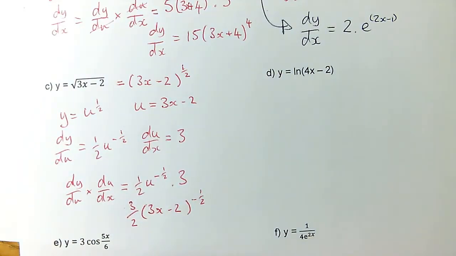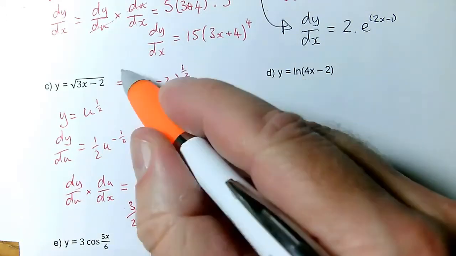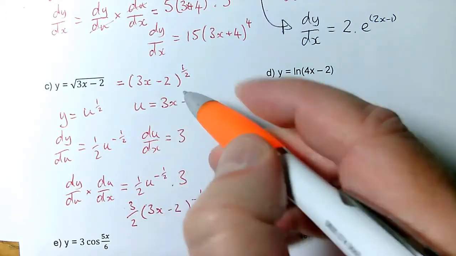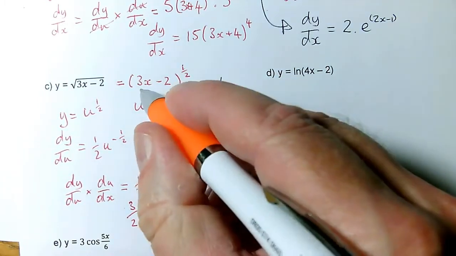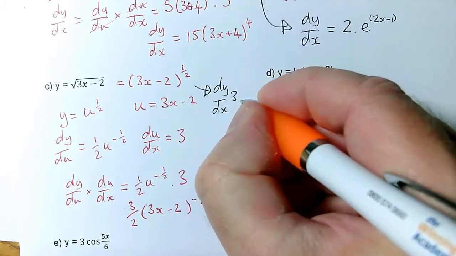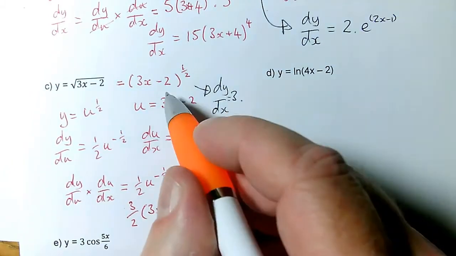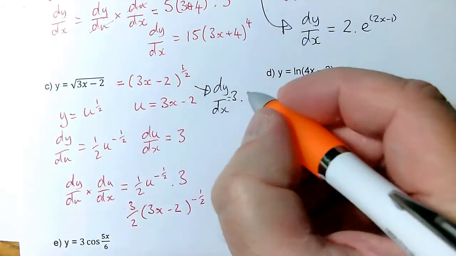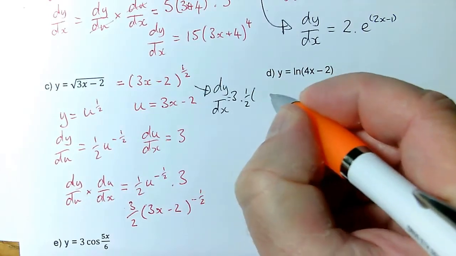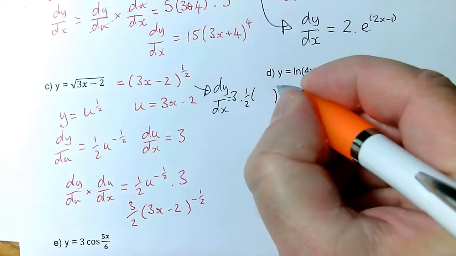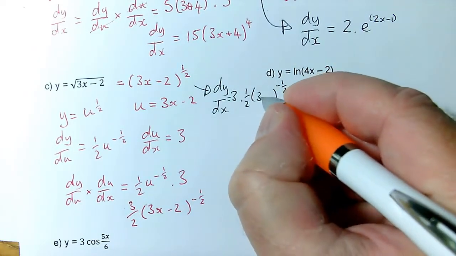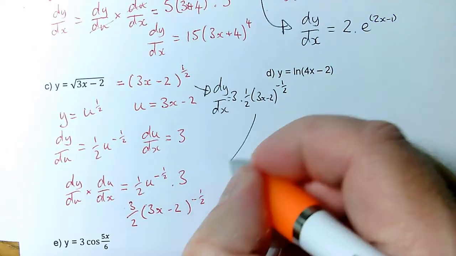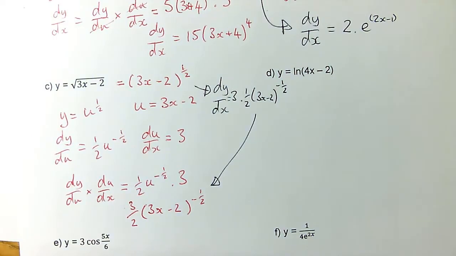Or, quick way, I still have to do this first step. Inside function 3x minus 2, so dy by dx. First bit is differentiate the inside function, I get 3. Differentiate the outside function, bracket to the power of a half, differentiates to half bracket, and the new power will be a half minus 1, which is minus a half. So it's 3x minus 2 still in the bracket, so I get to the same answer quicker.